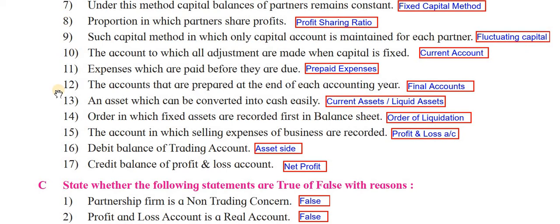12th, the accounts that are prepared at the end of each accounting year, yes, it is called as final accounts. 13th, an asset which can be converted into cash easily, it's called as current assets or liquid assets, आप इसको बोल सकते हो. 14th, order in which fixed assets are recorded first in the balance sheet, order of liquidation. Yes students, order in which जो भी fixed assets है वो first record होते हैं balance sheet में, उसको हम order of liquidation कहते हैं.